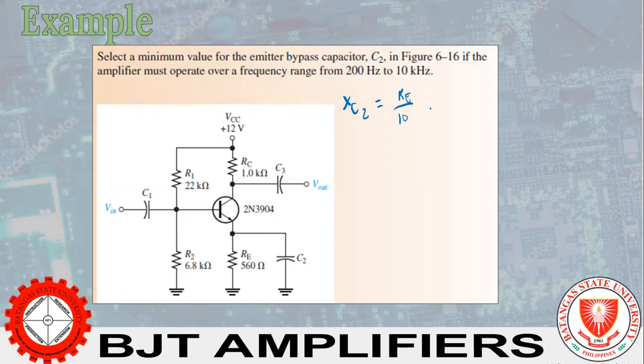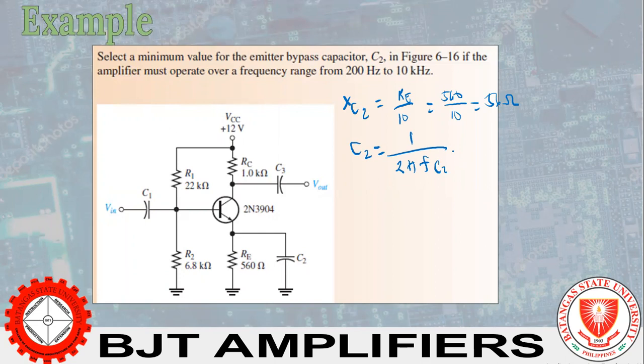XC natin, which is 560 over 10. Therefore, yung XC2 natin is 56 ohms. At least equal, di ba? At least equal. So, yung capacitor natin, makukuha natin siya by 1 over 2 pi f C2.